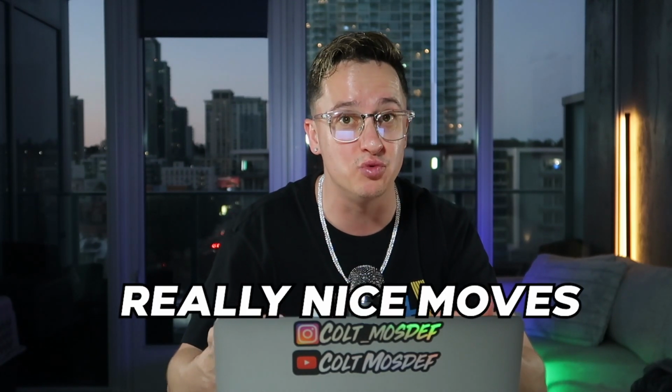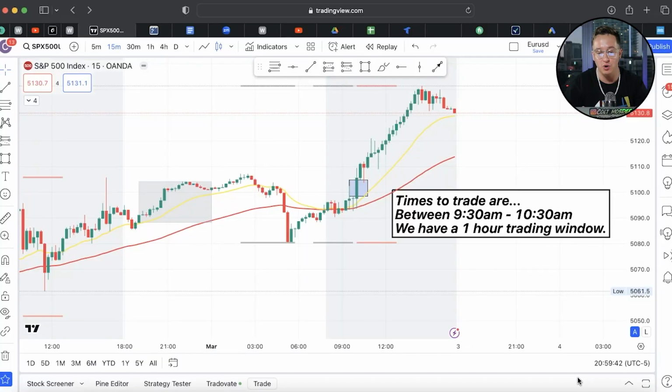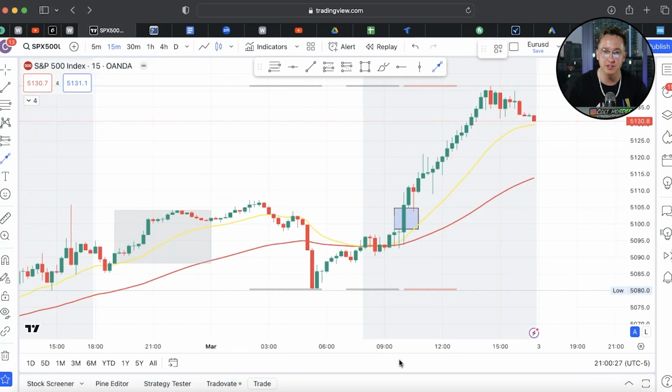Meaning that is when all the volume is being injected into the market and we're going to see some really nice moves. So I like to give myself an hour time window to trade, because this is when the most volume is going to be in the markets. And when we have the most volume, that means that we're going to be seeing the biggest moves occur. Now let me show you guys on my chart where the market open is.